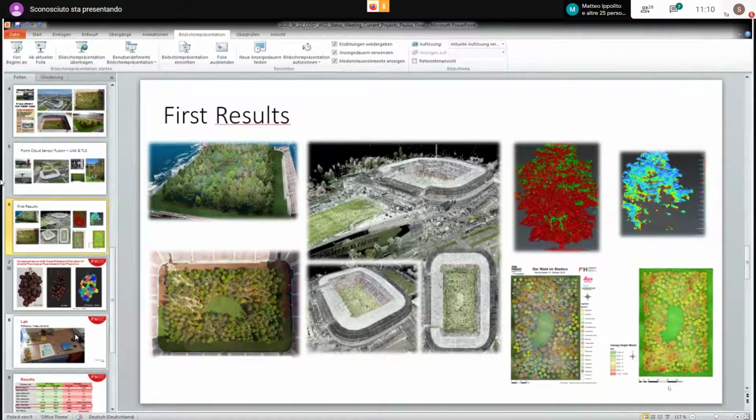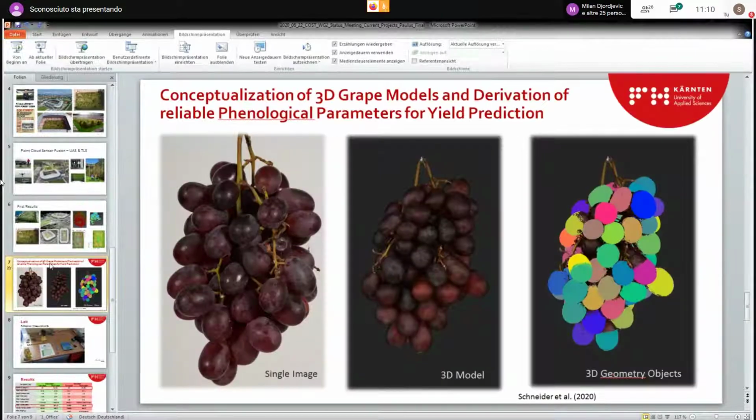And the second project we just finished was to try to generate a full 3D model and also try to classify the grapes using the point cloud, at the point cloud level, in order to determine some morphological parameters of the grapes, which in the future can be used as one component for yield prediction.